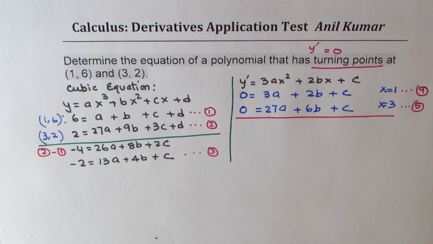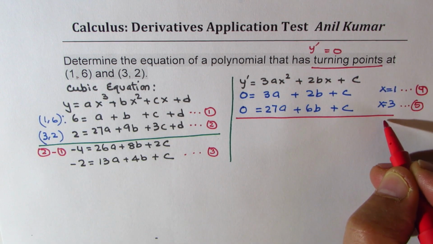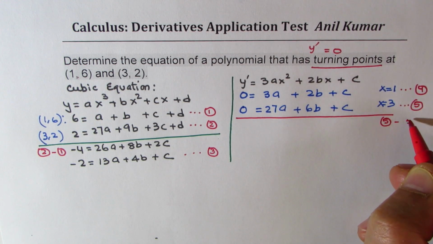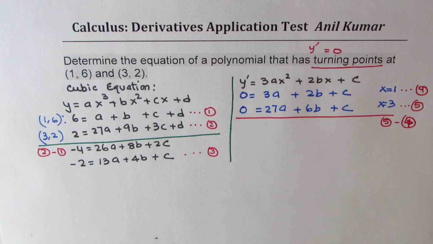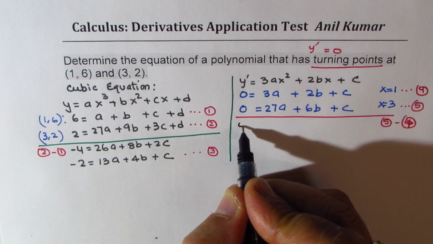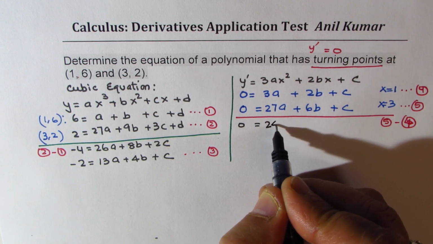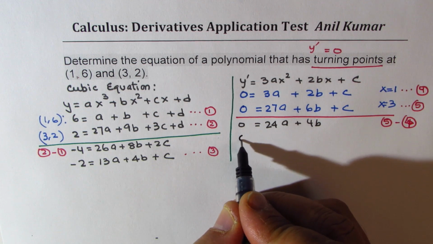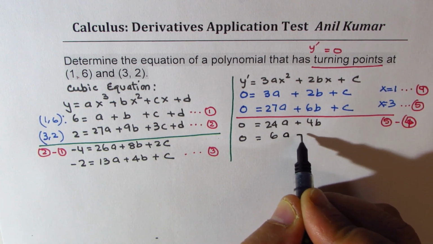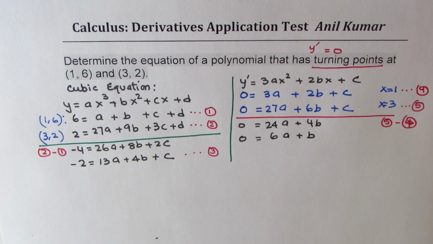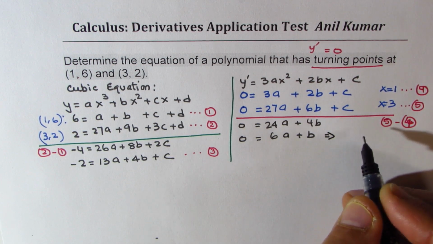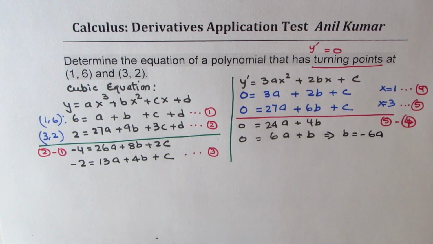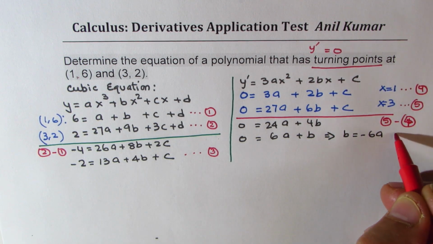So let's do 5 minus 4. Equation number 5, take away equation number 4. So we get 0 equals 24a plus 4b. Dividing by 4, I could write this as 6a plus b. Right, so we get the value of b in terms of a. We could also write this as b equals minus 6a. Okay, we'll call this our equation number 6.